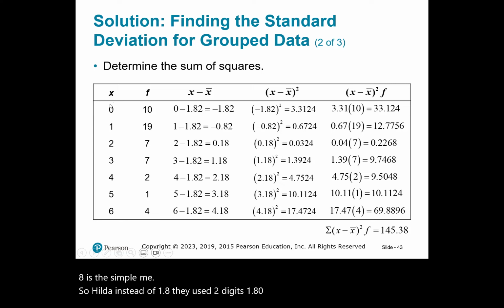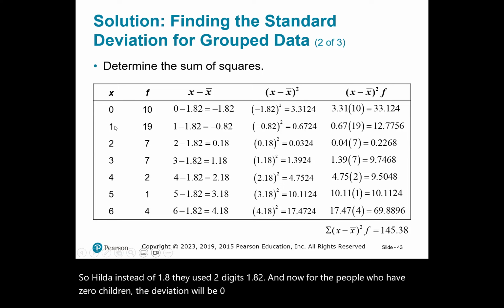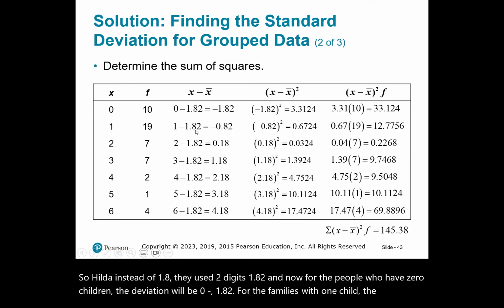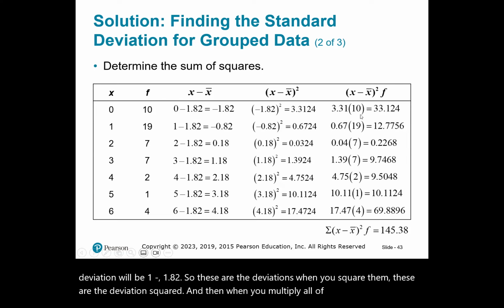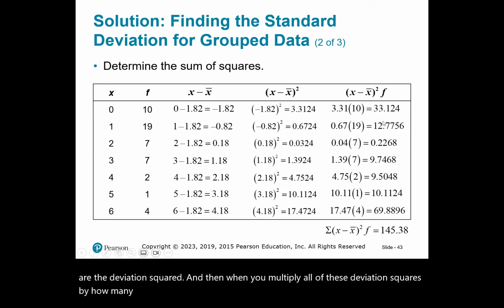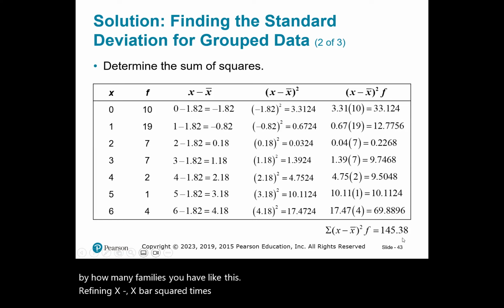For the people who have 0 children, the deviation will be 0 minus 1.82. For the families with 1 child, the deviation will be 1 minus 1.82. So these are the deviations. When you square them, these are the deviations squared. Then you multiply all of these squared deviations by how many families you have like this, so we're finding (x minus x bar) squared times f. If you add them all up, you will get 145.38.